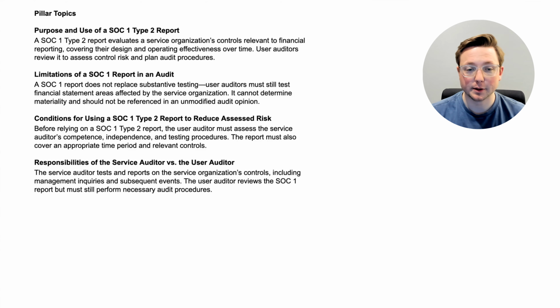Okay, here we are at the pillar topics. Let's just dive straight in. First off, let's talk about the purpose and use of a SOC 1 Type 2 report, kind of just as a refresher. A SOC 1 Type 2 report evaluates a service organization's controls relevant to financial reporting, covering their design and operating effectiveness over time. User auditors review it to assess control risk and plan audit procedures.